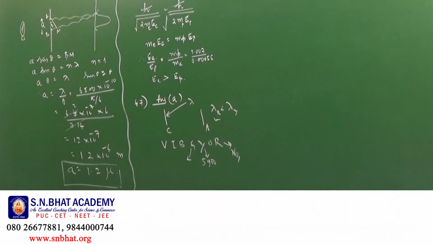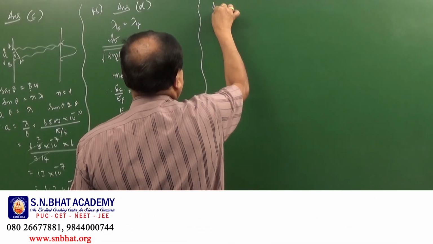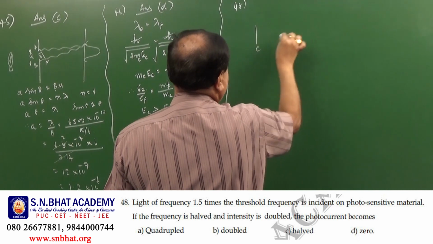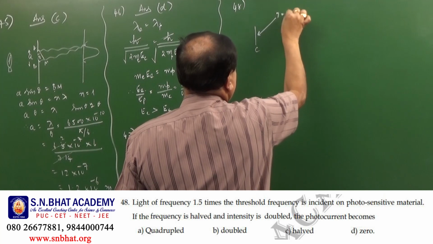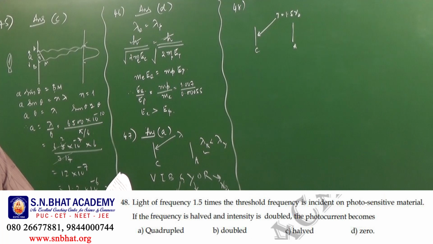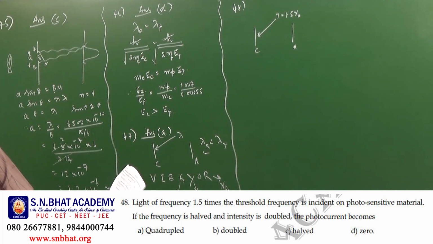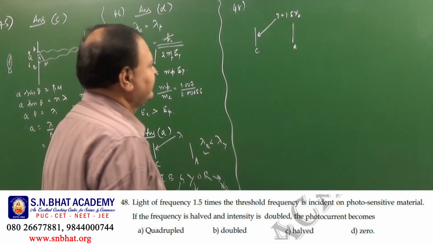Okay. Next, question number 48. What is the question? Light of frequency 1.5 times the threshold frequency is incident on the photosensitive material. On this photosensitive material, he allows light whose frequency is 1.5 times the threshold frequency. Remember. It is incident on the photosensitive material; if the frequency is halved and the intensity is doubled, he asks what happens then.